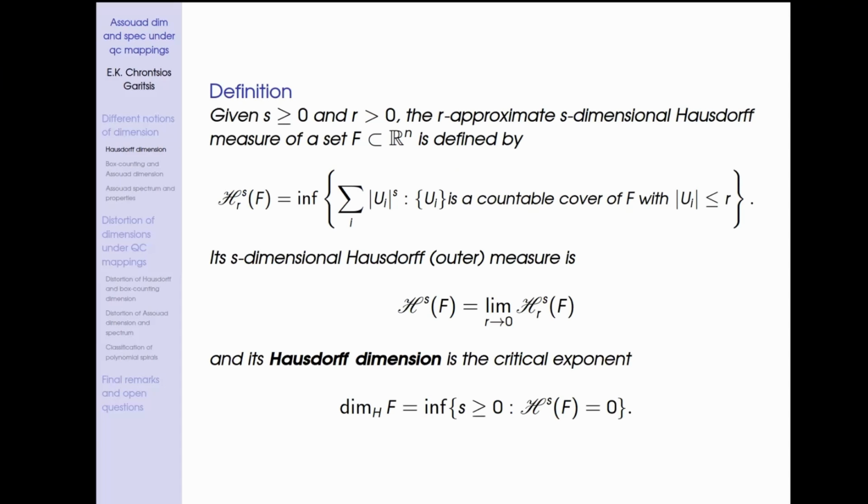We define it to be the infimum of all S for which the S-dimensional Hausdorff measure of the set is 0. So it's the same idea as to why we call a square two-dimensional. It has surface area, it has infinite length, it has 0 volume.